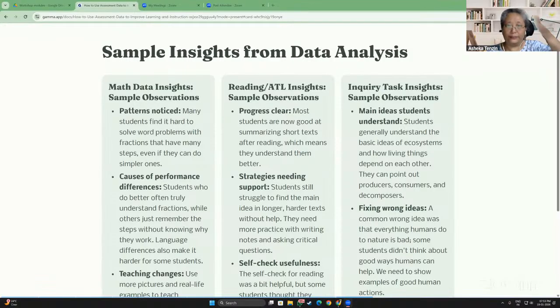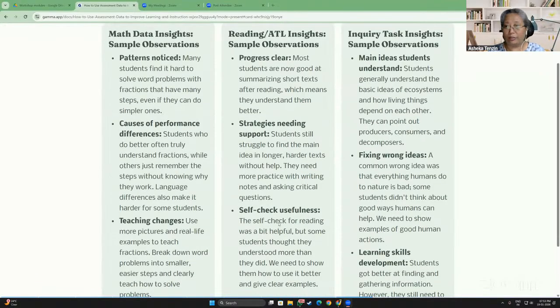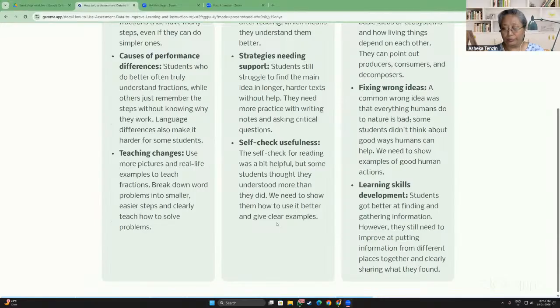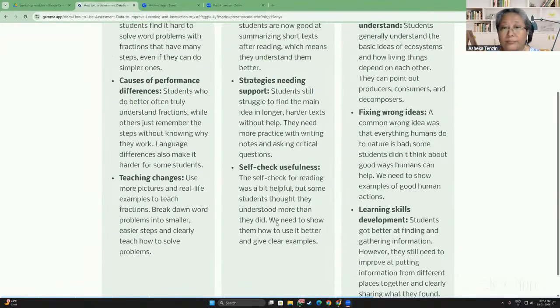this is the sample insights which I read through, and I have shared it on the WhatsApp group also. Okay.